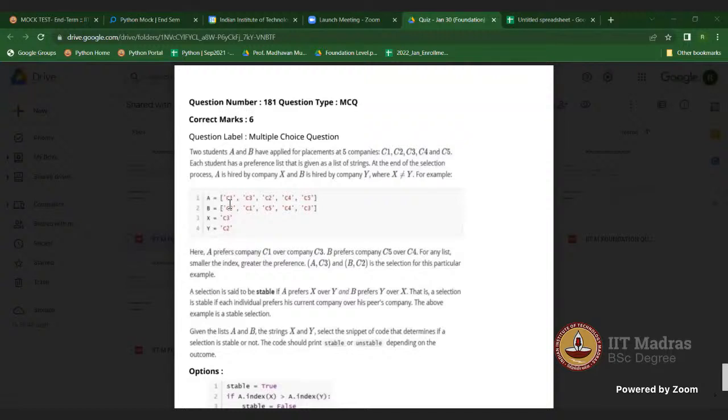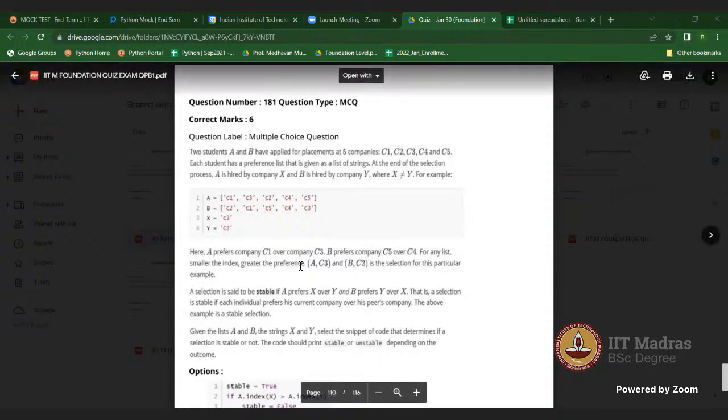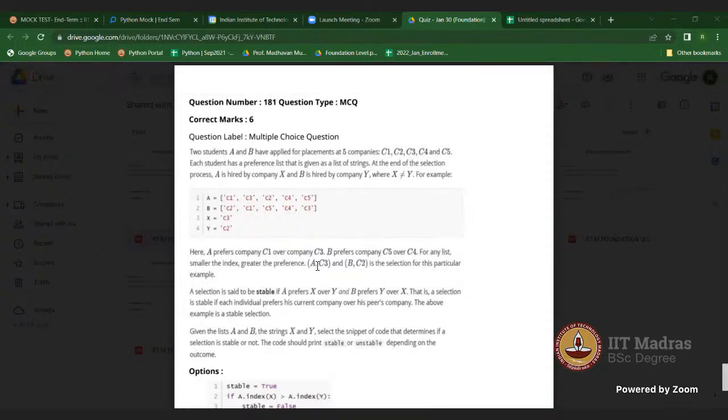So here this is nothing but the preferred list of A, and then the preferred list of B is there, and B actually prefers company 2 over company 1, because we are saying it based on the index. For any list, smaller the index, greater the preference. For person A, C1 is the most preferred and C5 is the least preferred. For person B, C2 is the most preferred and C3 is the least preferred.